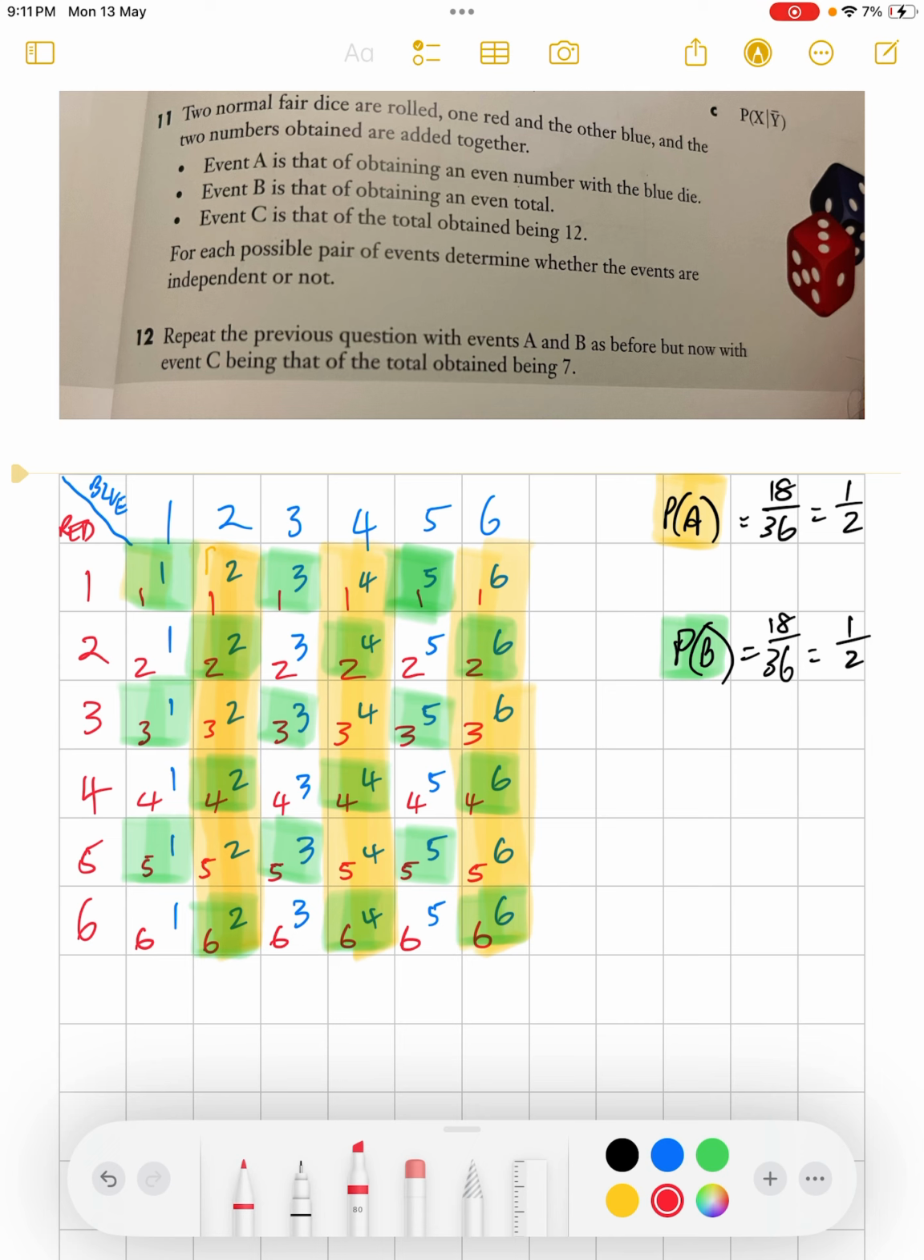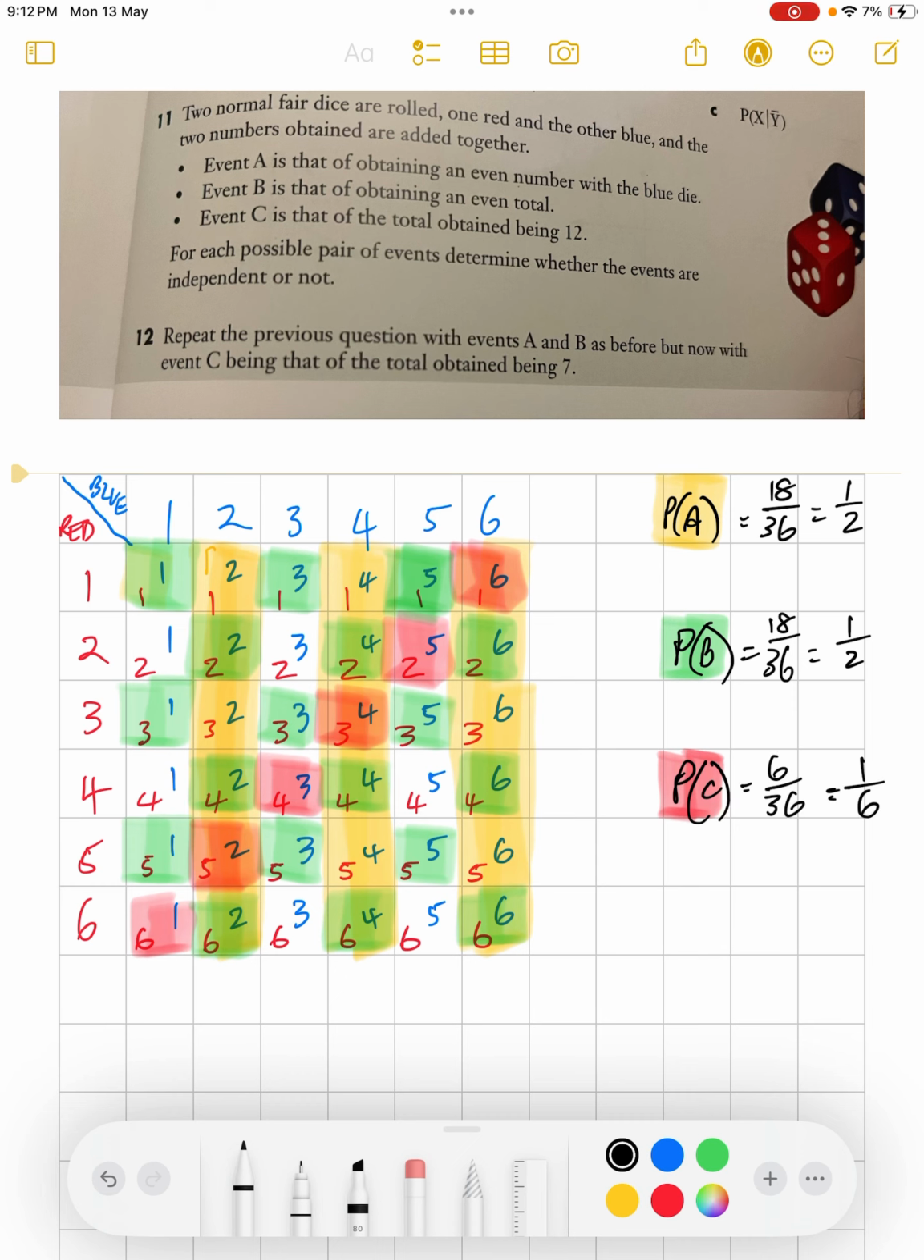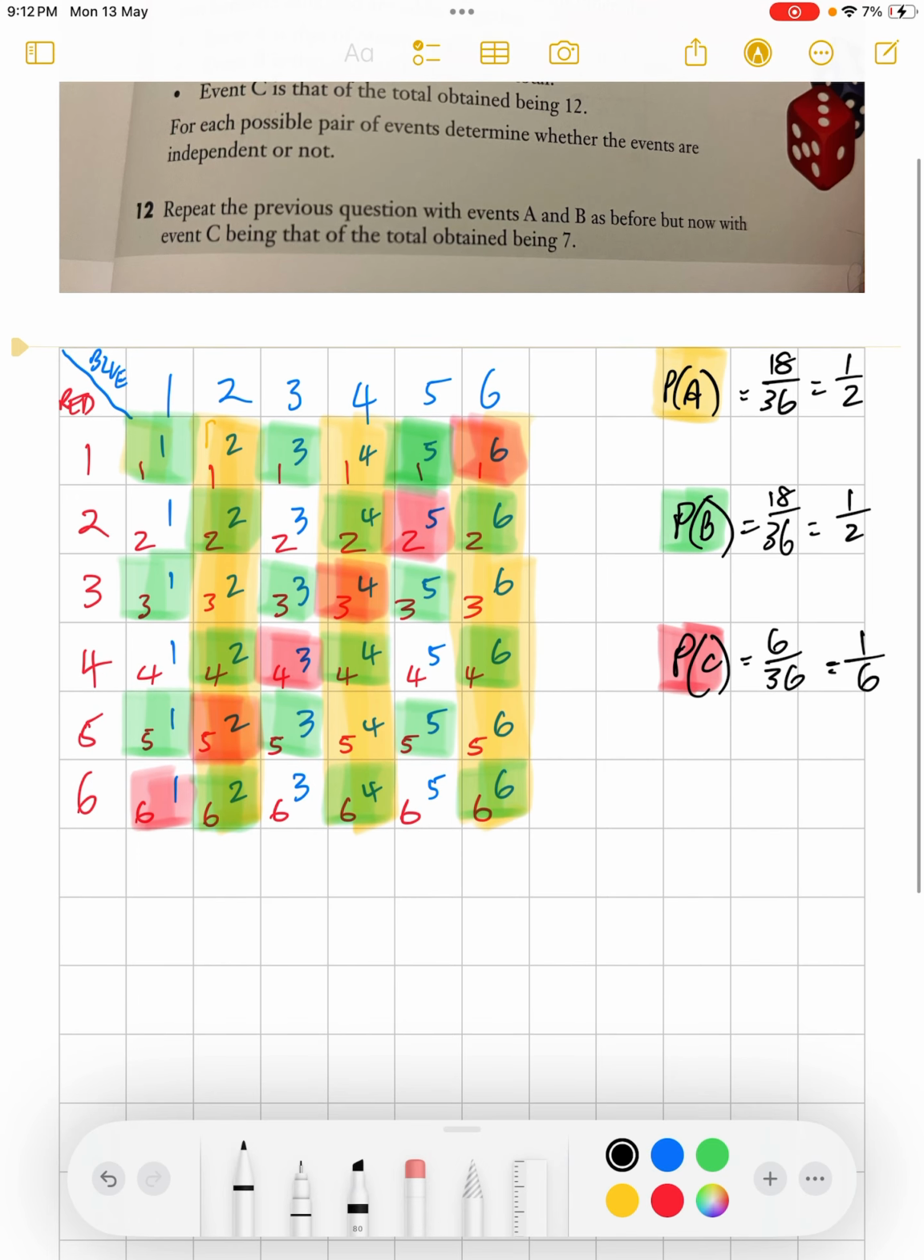Now let's look at red, being that the total is 7. We could get a 6 and a 1, 5 and a 2, 4 and a 3, 3 and a 4, 2 and a 5, 1 and a 6. It's the diagonal. We get a score of 7. There are 6 ways out of 36, so that's 1/6 for event C. Let's see how this works. We've already established that events A and B are in fact independent. But let's see about B and C. You have to look at the earlier video to check out the probability of A and B.